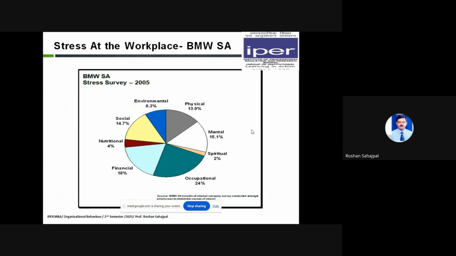Now again, there was a study done at BMW in South Africa. There also, the occupational stress was found to be 24%, which was highest. And then the next was financial, of course, 18%. And then came your mental and physical.